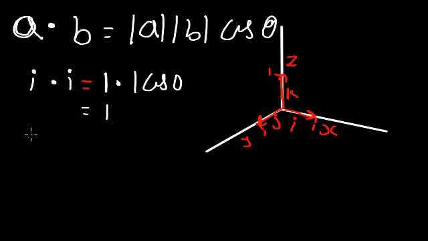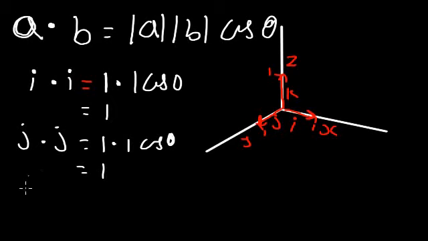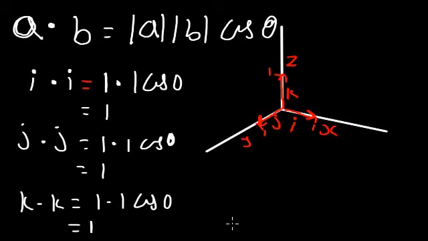Similarly, this will also apply to j multiplied by j. This will simply be 1 multiplied by 1 cosine 0, which is simply 1. And lastly, k times k will also be nothing but what? 1 times 1 cosine 0, which will eventually become 1 as well. Now, we were multiplying two similar unit vectors. What if we multiply two different unit vectors? What would have been the result? Let's look into that.